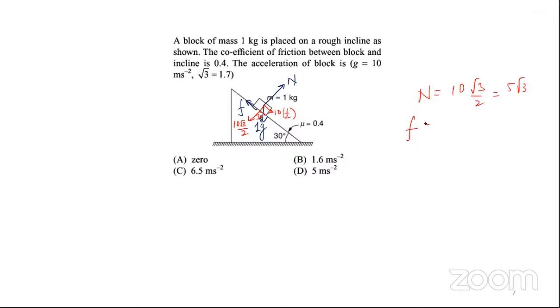Friction is equal to mu N. Yes or no, right answer. Sir, I did a very silly calculation mistake. That's why I wasn't getting the answer. All right, this is mu N, that is 0.4 into 5 root 3. So 0.4 is 2 by 5, into 5 root 3, that becomes 2 root 3.